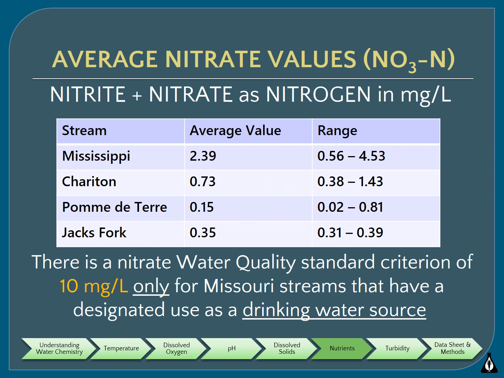For Missouri in general, we do not have water quality criteria for streams except for streams that are a drinking water source, and that is 10 milligrams per liter.